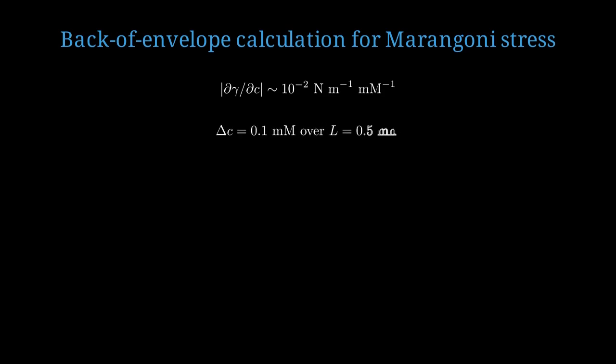Consider a concentration difference of 0.1 millimolar sustained over half a millimeter. This gives a concentration gradient of 200 millimolar per meter. The resulting Marangoni stress is about 2 pascals, which is surprisingly large at the microscale. A few pascals at microscale is significant, easily comparable to typical viscous pressure drops in microchannels.